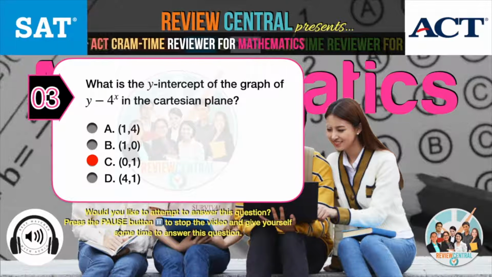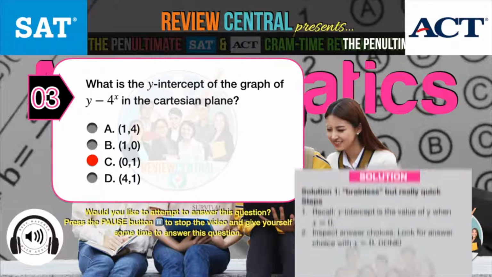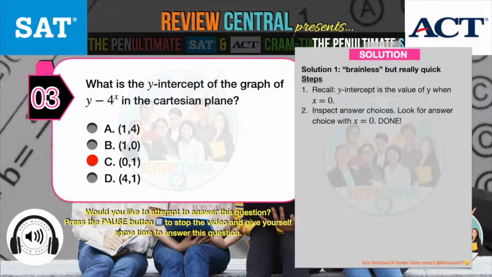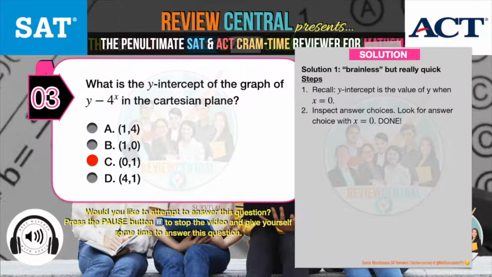And here's why. The problem asks for the y-intercept given the equation y is equal to 4 raised to x. Regardless of how complicated looking the given equation may be, by definition, the y-intercept is simply the value of y when x is 0. A quick inspection of the answer choices will actually eliminate all the choices except answer choice C, 0, 1, since it is the only choice with x equal to 0.